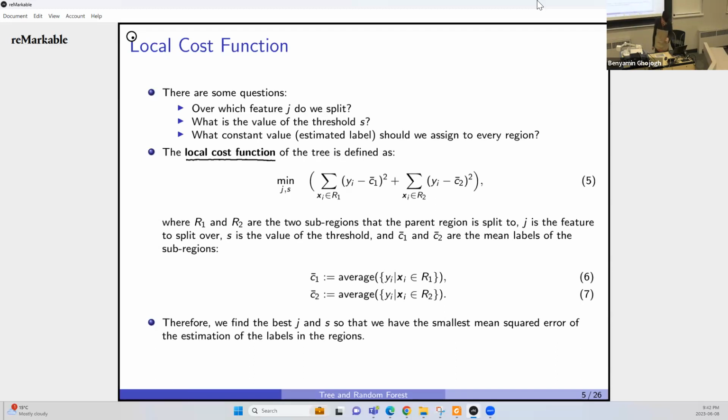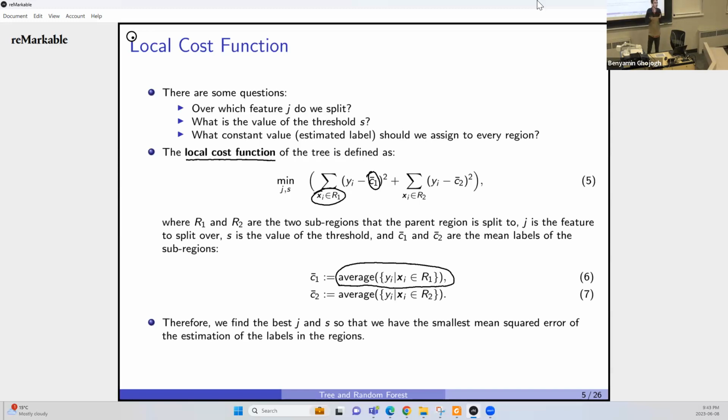What is it? It says that for every split, I'm using this local cost function, hence the name local, because at every split I'm doing that. Then I'm saying that for all points in region 1, take C1 bar as the estimated label for that region. And what is C bar 1? This is the average of the training labels in that region. The average of yi's if xi belongs to R1.